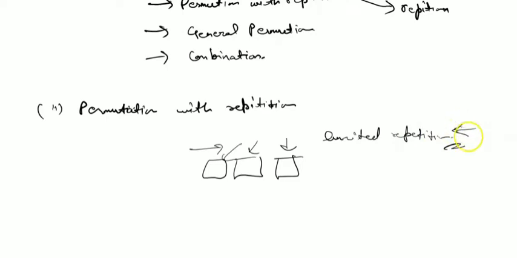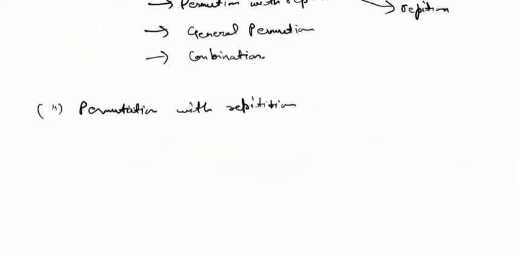The second case is about limited cases of repetition. So in order to explain limited cases of repetition, let's take an example. Let's say I have the alphabets in the word apple, and I have to find the number of rearrangements that are possible using these 5 alphabets.